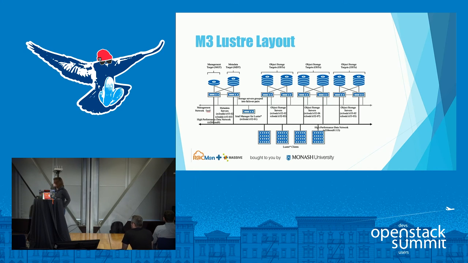So this is the actual M3 Lustre layout. You can see that we have the management network as well as the data network. The Lustre clients will talk to the OSS as well as the MDSs directly on the Mellanox Spectrum network, and the management network is used to manage the servers. As you can see as well, the OSSs are cross-paired so that it allows failover for the OSTs.